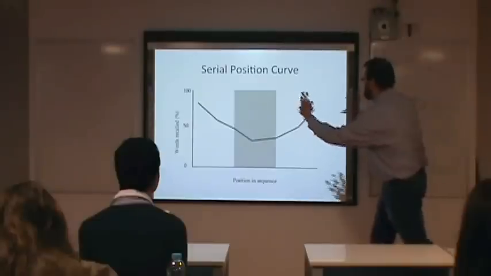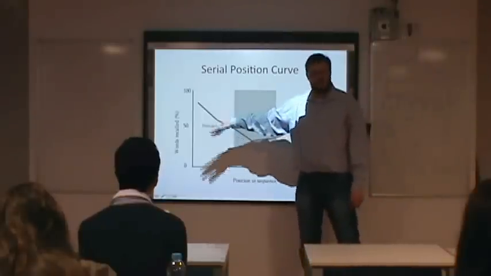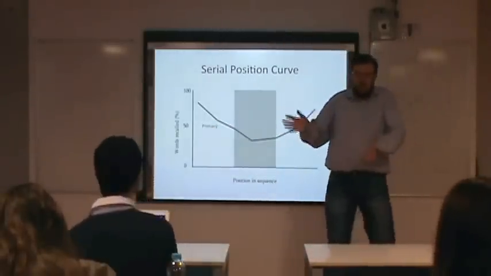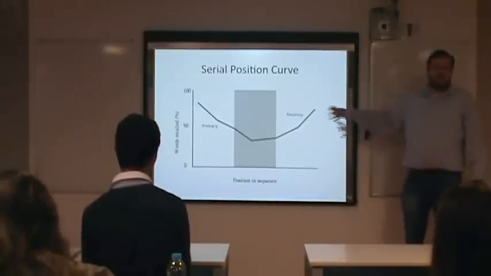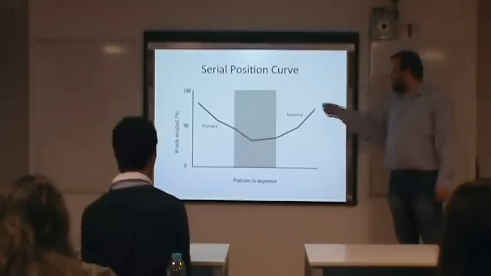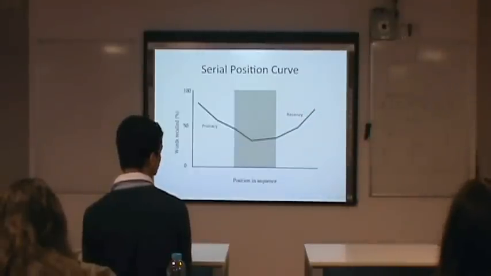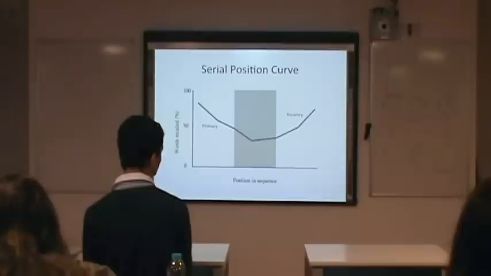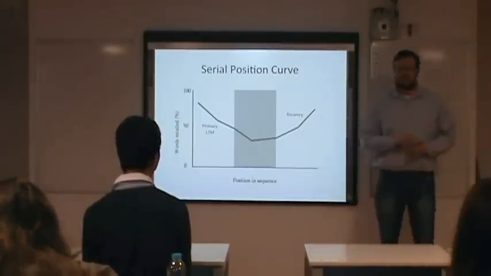These different positions of the curve are called different things. So this initial position is called primacy, primary, first things. The last part is the recency effect, because it's the most recent things that you've seen. Now, what type of memory is the primacy portion of the curve thought to index? Long-term memory, yeah. So primacy is related to long-term memory.